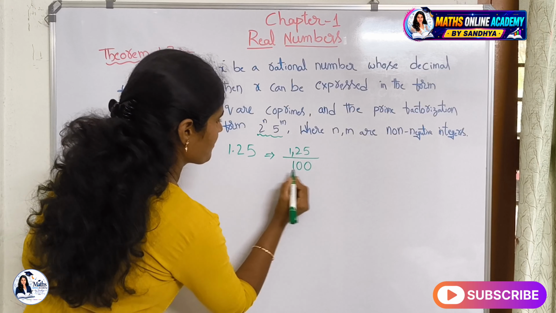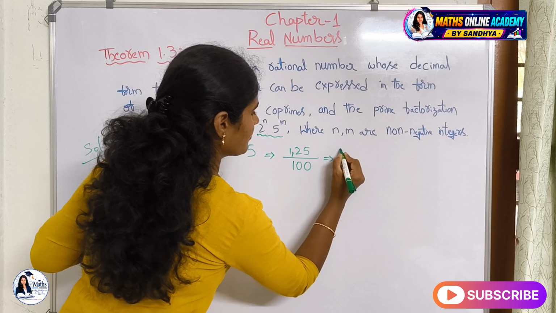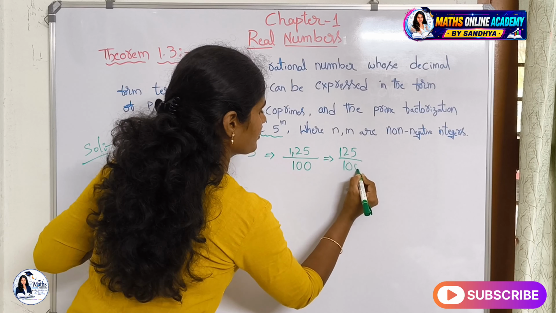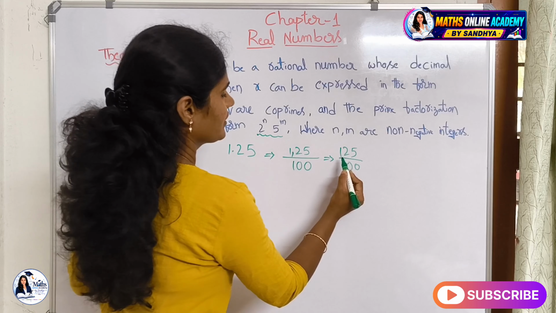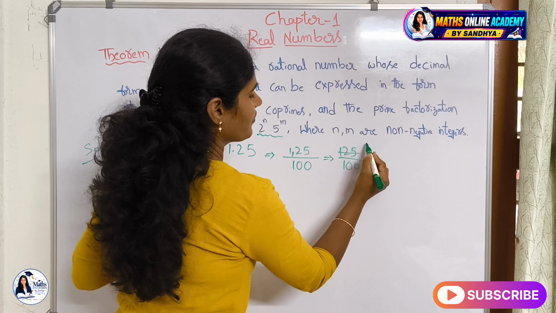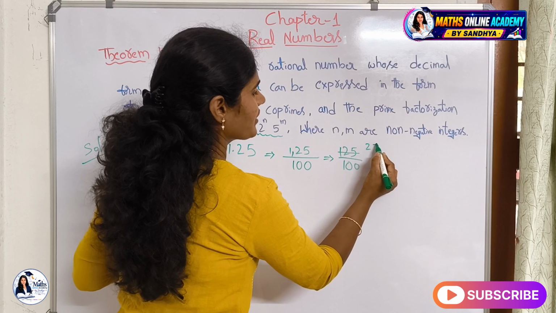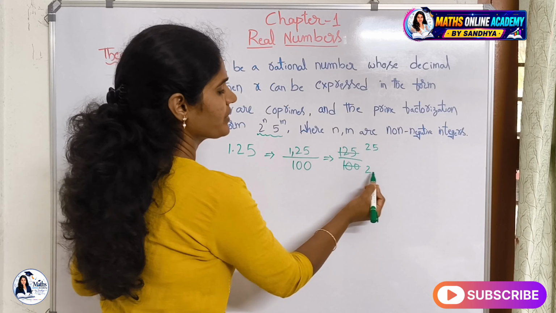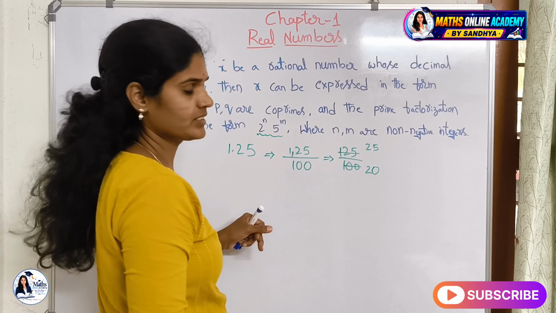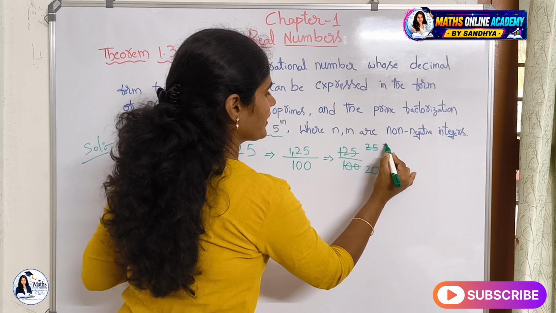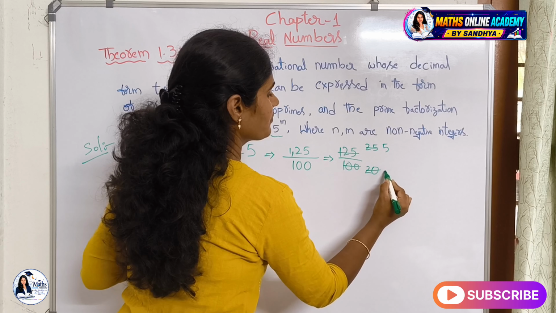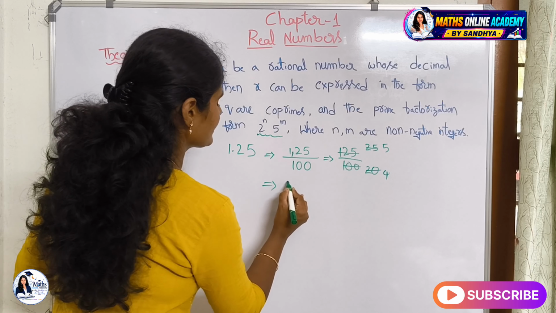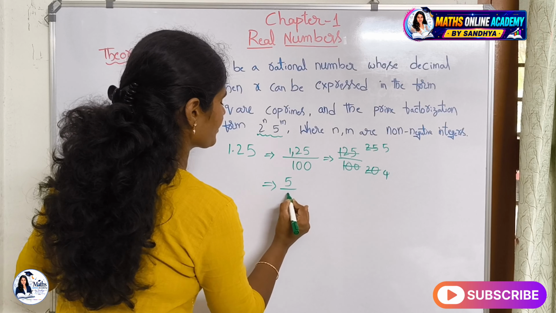So, 125 by 100. You divide by 5 table: 5 2s and 5 5s. 5 2s and remaining 0. Yes. 5 5s and 5 4s. The final answer is 5 by 4.